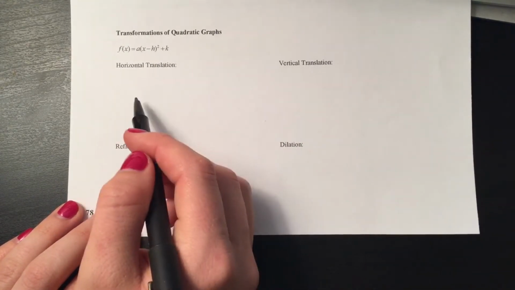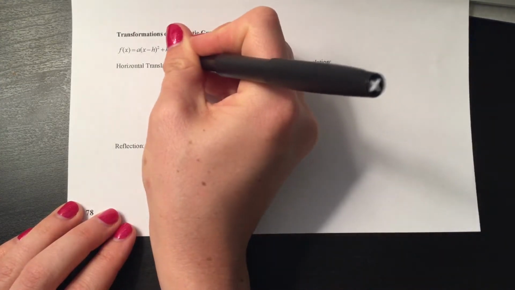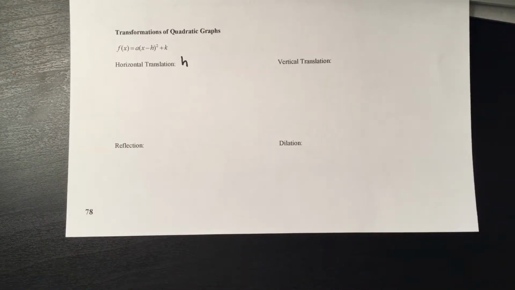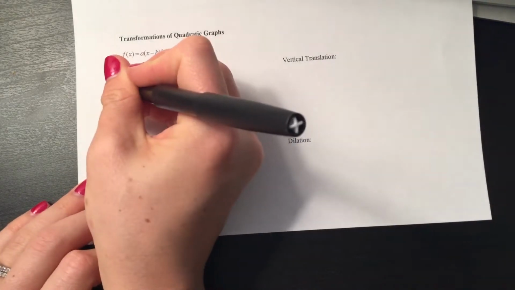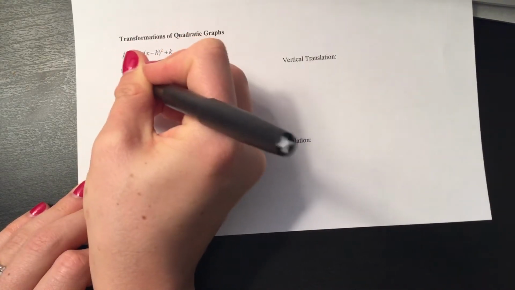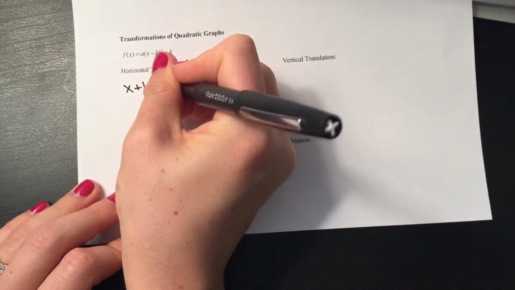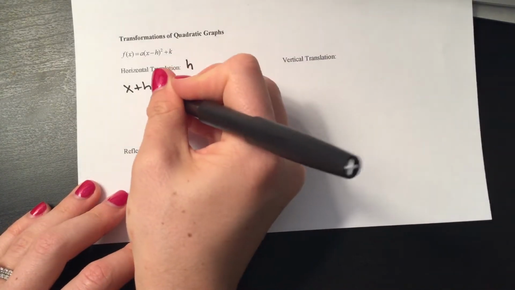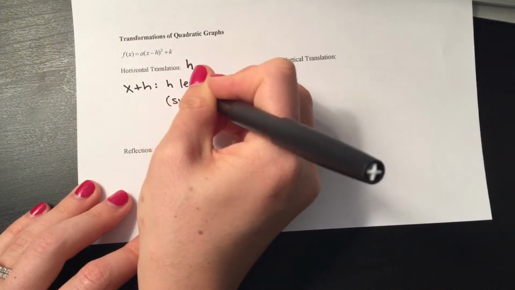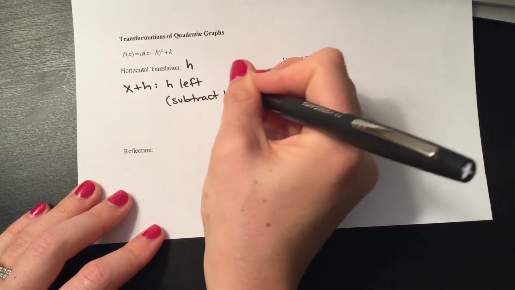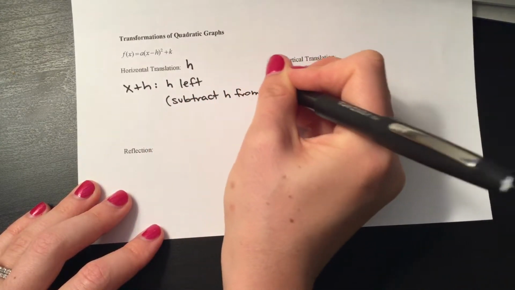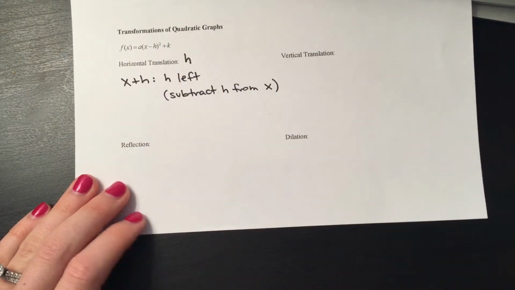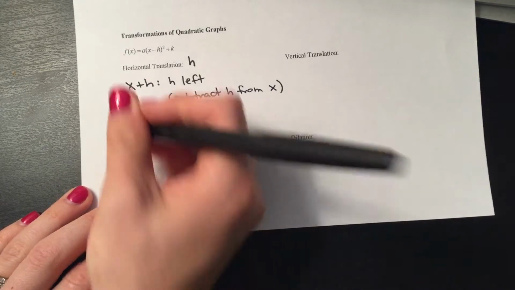Horizontal translation is either left or right. So the horizontal translation all depends on h. That's the number that's inside. Remember, anything that's inside always goes left and right, but it always does the opposite of what it looks like it's going to do. So let's say that you have an x plus a number. That means you're going h units to the left, and if you're going h units to the left, you're going to subtract h from the x values. If you're moving h units to the left, that means you're going to subtract h, whatever it is, from all the x values.